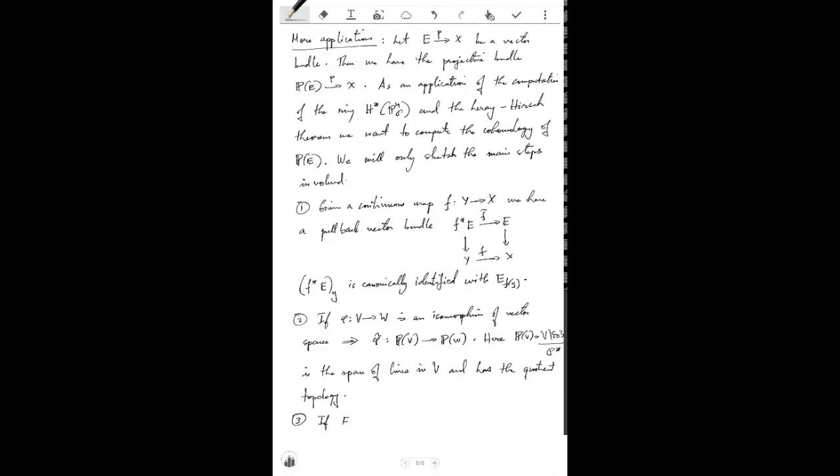If E has been constructed by gluing Ui cross C^(n+1) using maps phi ij's, then P of E can be constructed by gluing Ui cross P^n C using maps phi ij tildes, which are from Uij's to Aut P^n C.